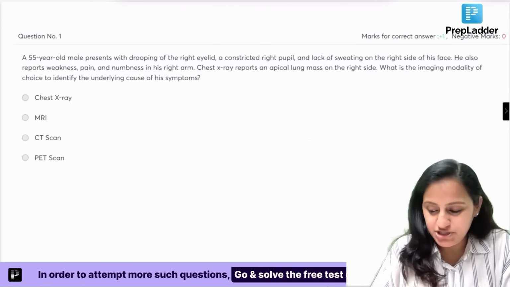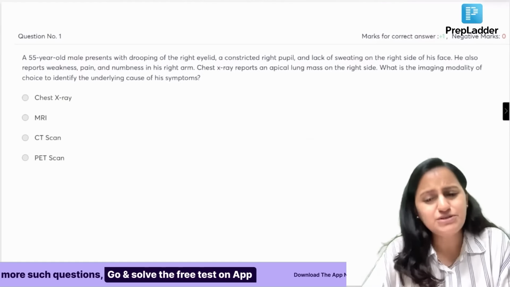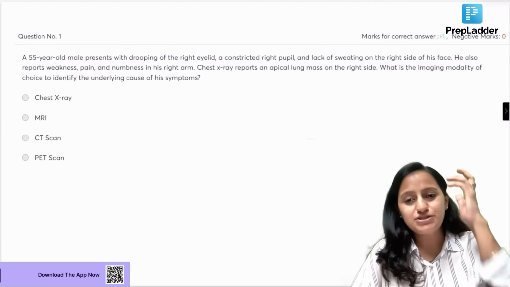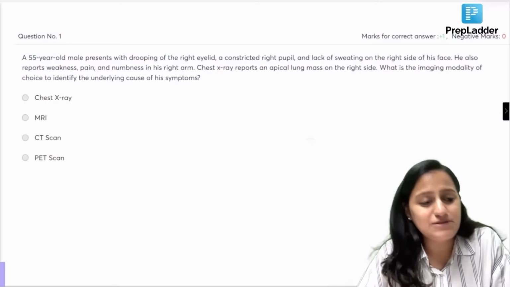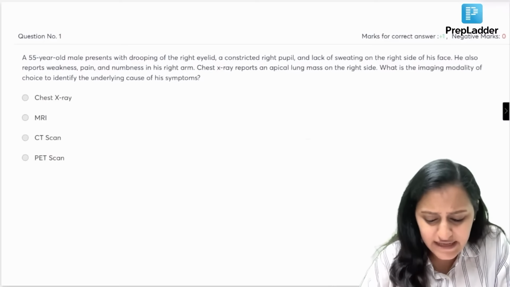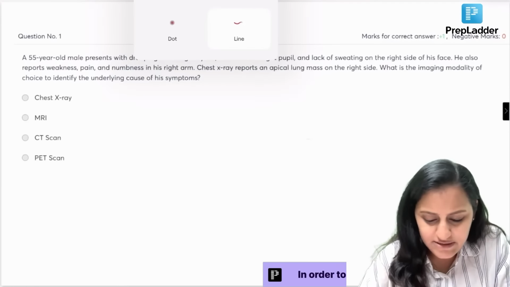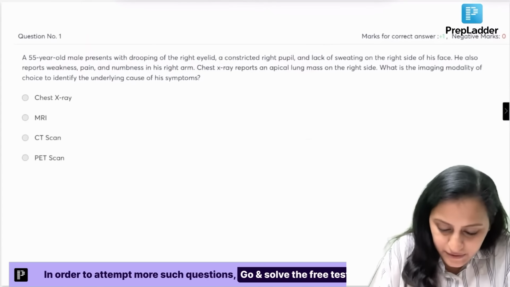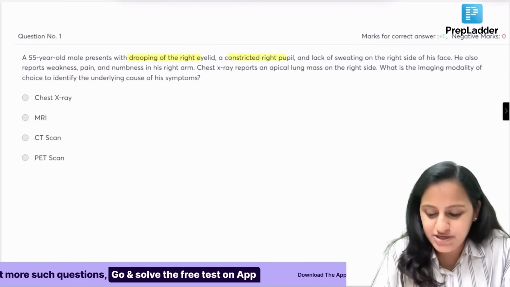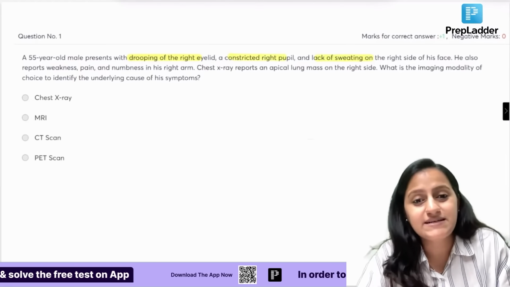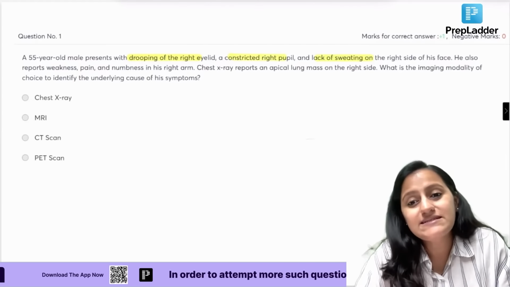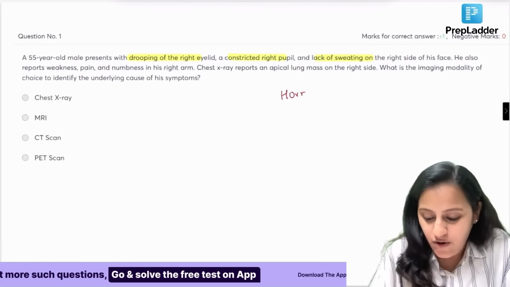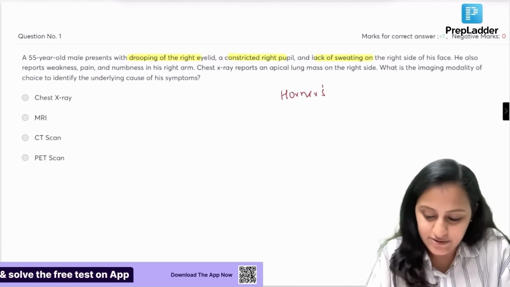So the first question that we had, a similar question was asked in the recent INI-CET exam as well. This is a question that has been asked in one of the previous NEET PG exams as well. Right. So what do you think is the diagnosis in this case? Drooping of the eyelid, constricted pupil, lack of sweating. So there is ptosis, miosis, anhidrosis. So all of these features are pointing to Horner syndrome, right? This is Horner syndrome.